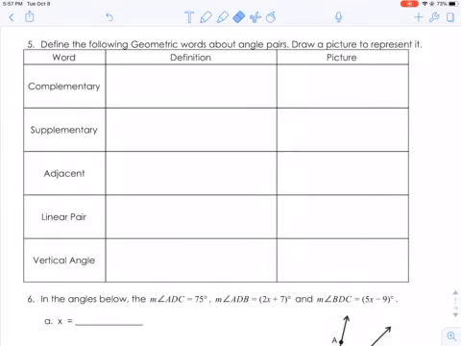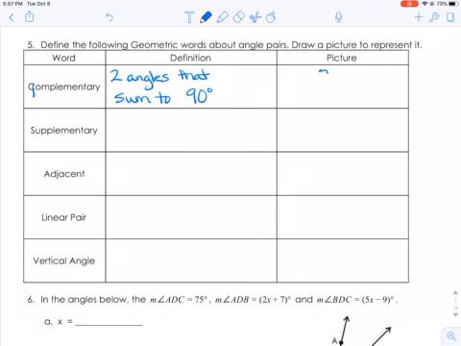All right, looking at number 5, these are just a bunch of definitions. So remember, the C in complementary can turn easily into a 9. These are two angles that sum to 90 degrees. So a picture, they don't have to be together. You could have one angle that's, I don't know, 60 degrees, and then another angle that's 30 degrees. And those would be considered complementary.